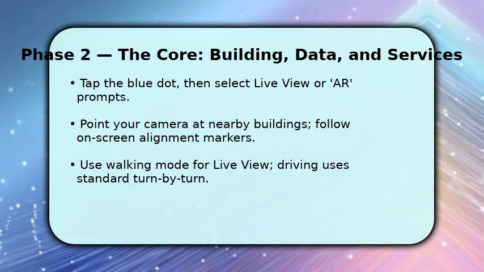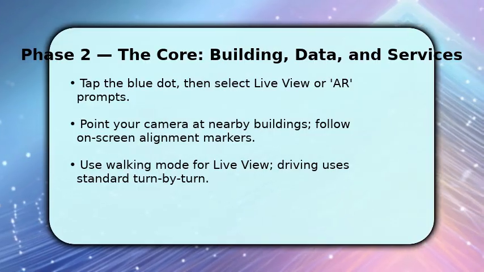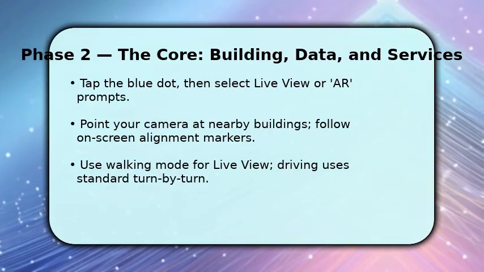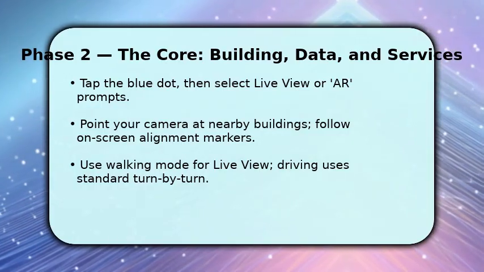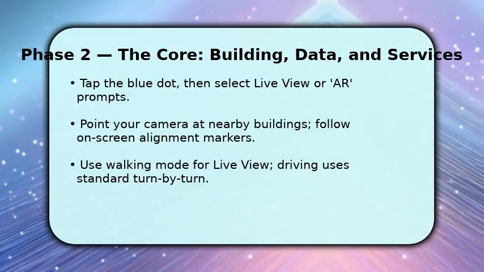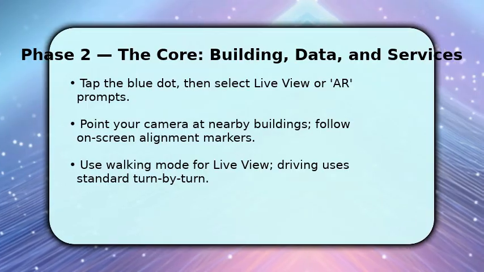This helps Maps match virtual guidance to reality. If you're navigating, choose walking mode. Live view is optimized for pedestrians. Make sure the compass and motion sensors are stable. If they twitch, tap the compass icon to recalibrate.